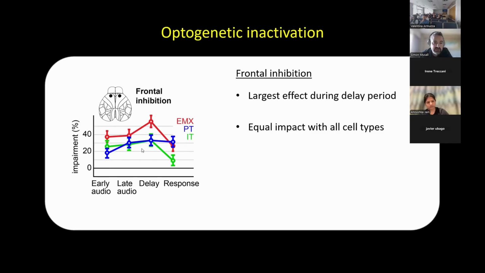And we do see similar effects in this case, both in PT and IT neurons. So in that case, it seems that both of these neural populations are important for the correct function of that area. The only difference that we found was that in the response period, the PT neurons seem to be more important than the IT, which suggests that when it comes to motor production, it's primarily subcortical projections and not so much intracortical ones that are still required.